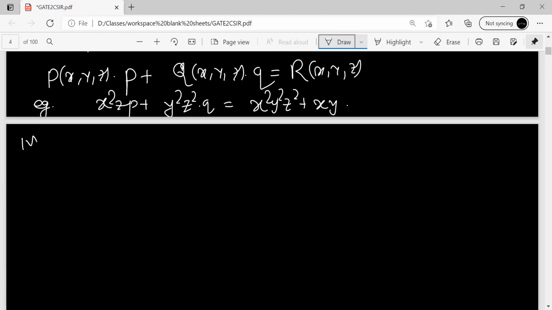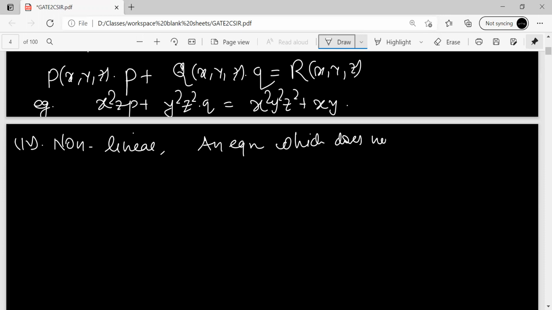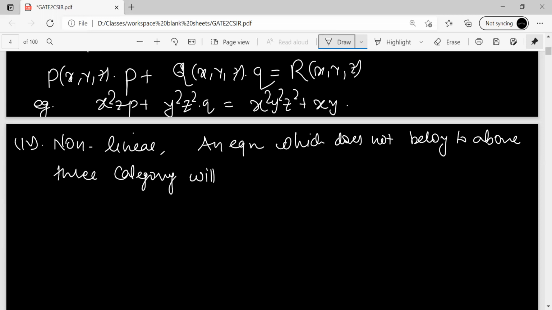Now the fourth one is nonlinear. So it's basically an equation which does not belong to the above three categories. The equation which does not belong to the above three categories will automatically get placed in nonlinear.